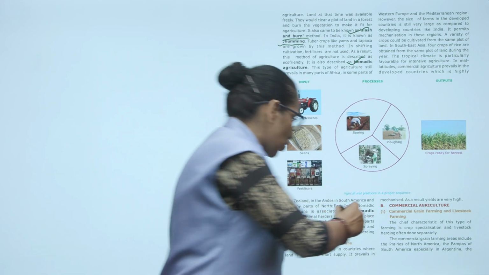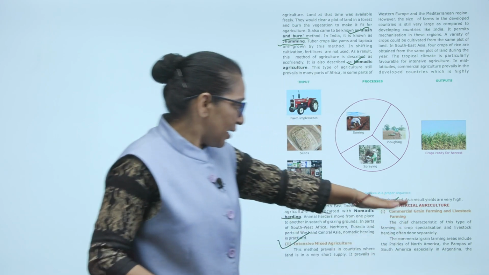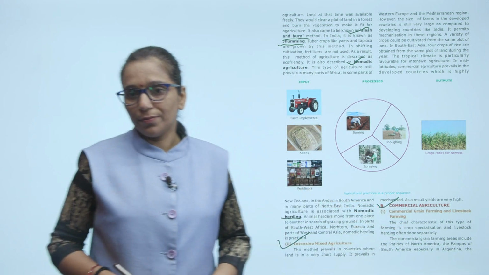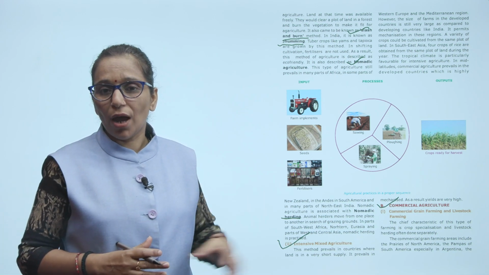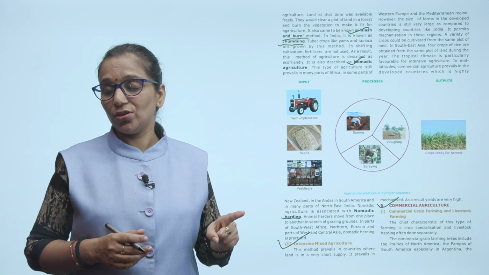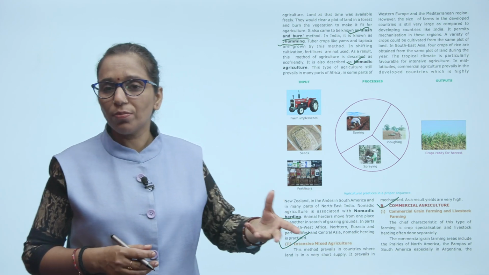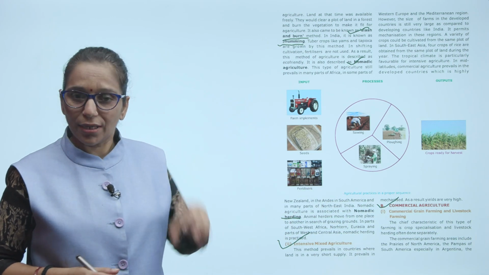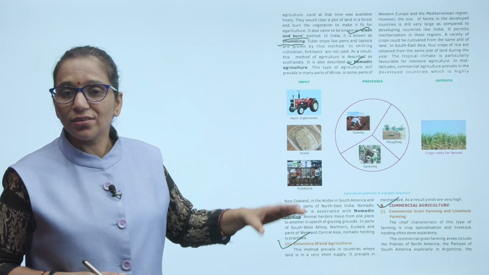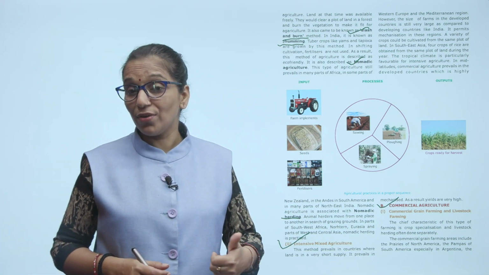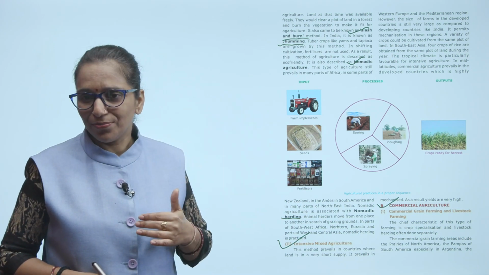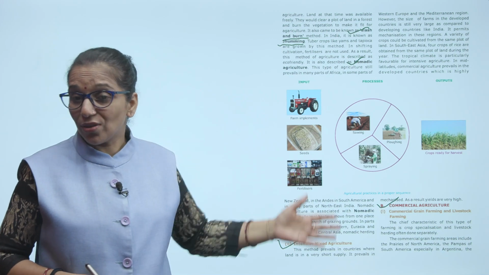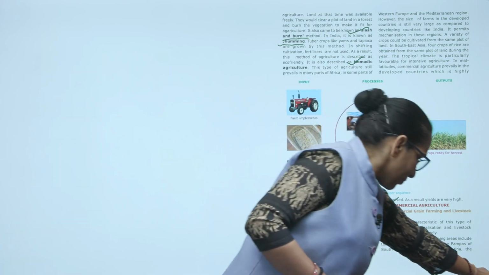Now moving to commercial agriculture, commercial grain farming and livestock farming. The chief characteristic of this farming is crop specialization, because it is for trade, commercial purposes. So crop specialization is there, and livestock herding is also there. The commercial grain farming areas include the prairies of North America, where lots of wheat farmhouses you can see, the pampas of South America, especially in Argentina, and then the steppes of Eurasia and the veld in South Africa.